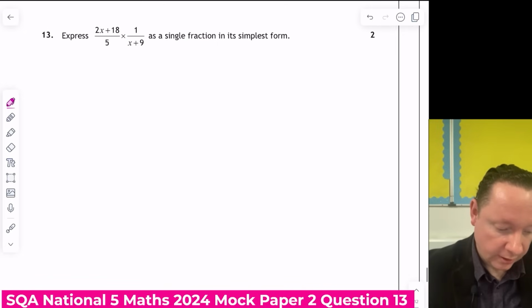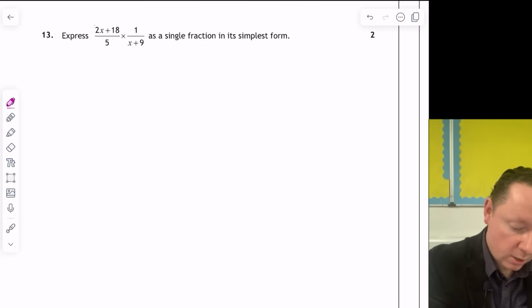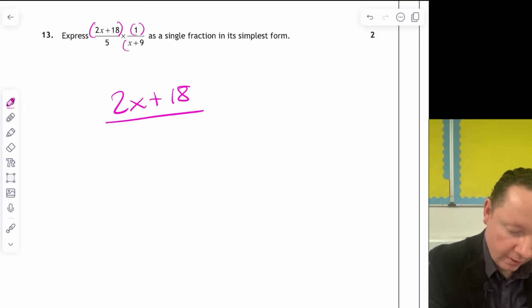Question 13. Express 2x plus 18 over 5 times 1 over x plus 9 as a single fraction. So times in a fraction means just times the top, times the bottom. So I've got 2x plus 18 times 1, so that just gives me 2x plus 18. And then I've got 5 times x plus 9, so 5x, 5 times 9 is 45.